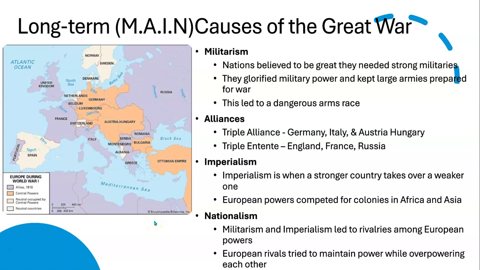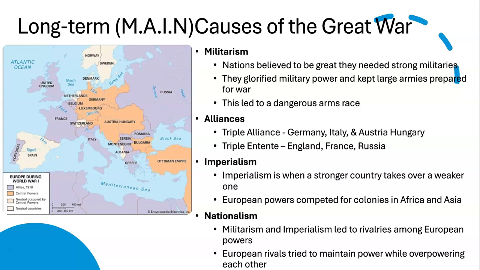Alright, so the long-term causes of the war, let's go over them really quickly again. So remember, the acronym to help you remember all of this is MAIN, M-A-I-N. And the M stands for militarism. So countries in Europe at this point started to really rapidly build up their militaries because they have factories now because of the Industrial Revolution, which we just learned about. And they're just staying ready for war. They also started to glorify military power. It became this really strong sticking point for them to have a strong military.